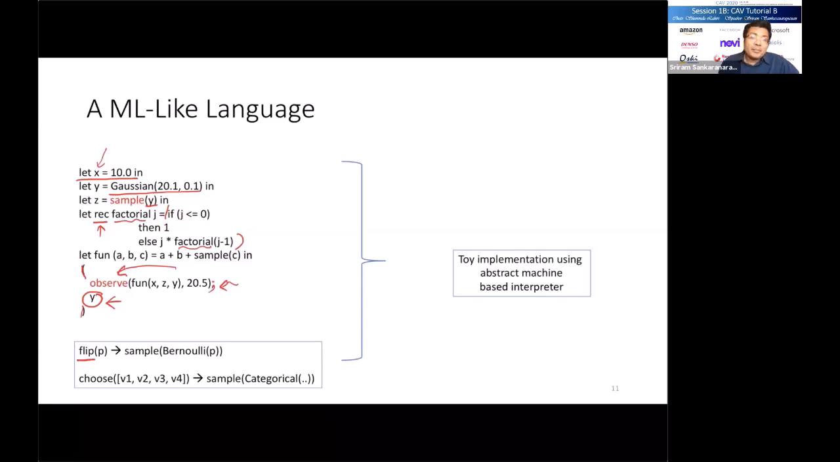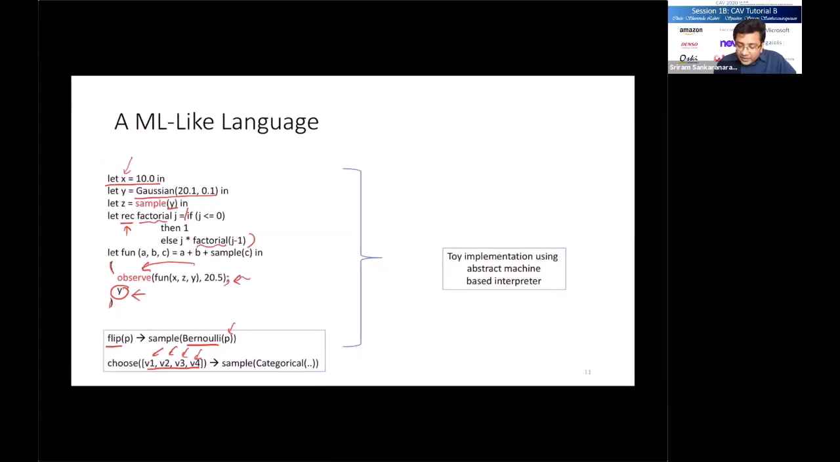Let me talk about flip. Flip is just a sample statement from a Bernoulli distribution with the probability of turning heads as p. Choose is another kind of statement where if you give me a list, I just sample with equal probability one of the values of the list. In this case, there are 4 values, so I sample with 1/4 probability. Okay, I hope this is clear.